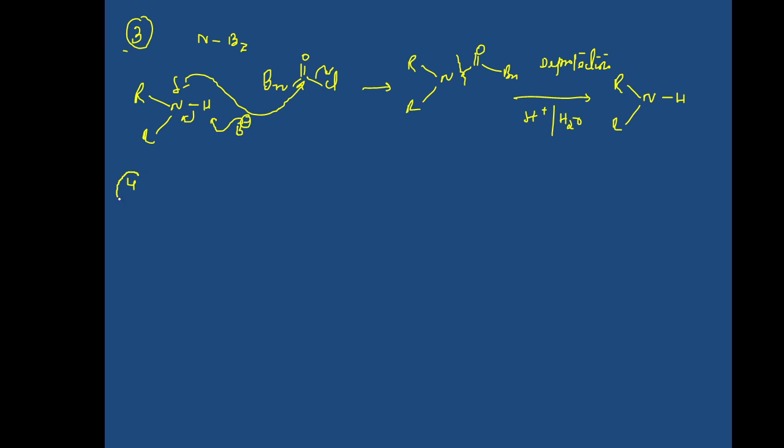The fourth protecting group is we can use trifluoroacetic acid or trifluoroacetic anhydride. Now what is trifluoroacetic acid? It is CF3 C double bond O, single bond O, C double bond O, CF3. This is basically like that of acetic anhydride. This is trifluoroacetic anhydride.